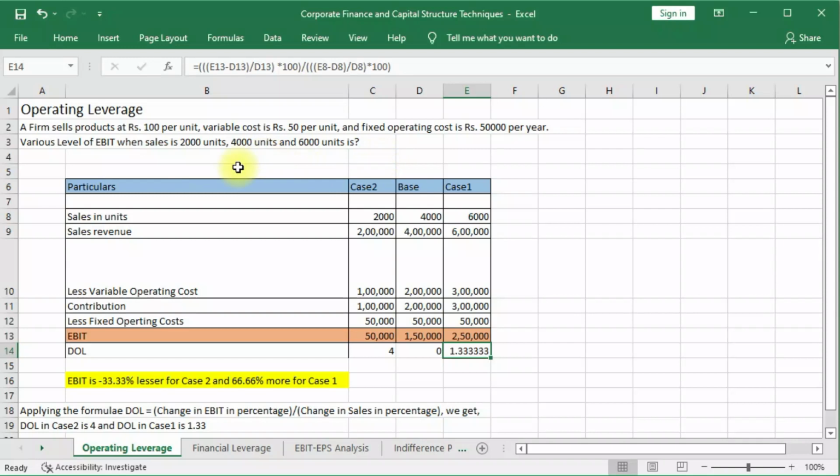So we can take a look at that. All the time you have to keep in mind that whenever there is a change in sales volume, there is a subsequent change felt in earnings before interest and tax, as well as in the degree of operating leverage.